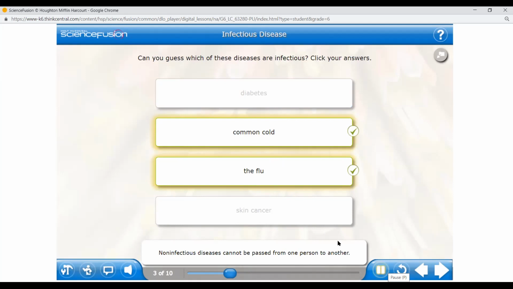Non-infectious diseases cannot be passed from one person to another. They may be genetic or caused by environmental factors, like too much exposure to the sun. Diabetes and skin cancer are non-infectious diseases. So diabetes and skin cancer are non-infectious.